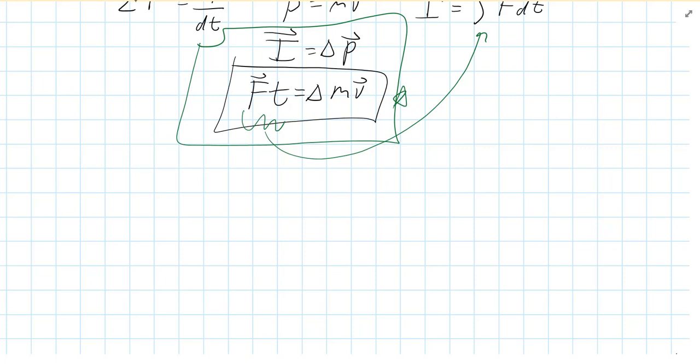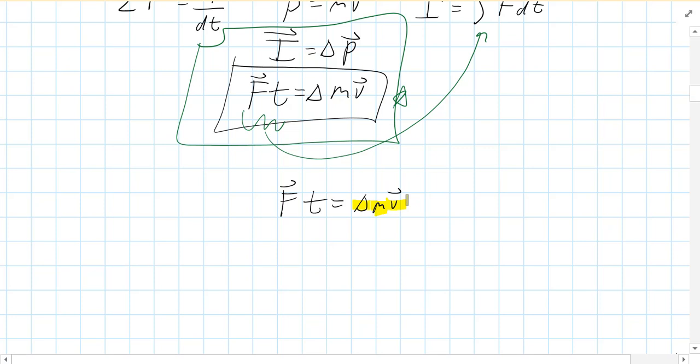So let me rewrite the equation here. So we've got Ft equals delta mv. So they both have the same mass. All right, which one had a bigger change in velocity? Well, both cars were going 20 miles per hour, and both cars were stopped at the end, so they both had the same change in velocity.